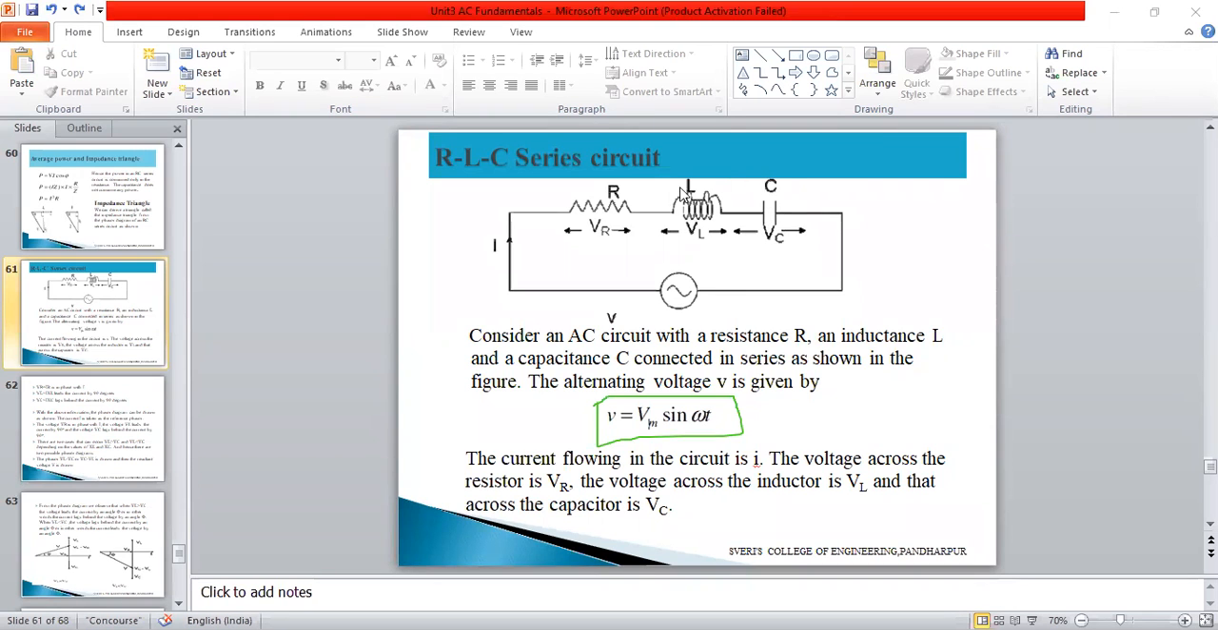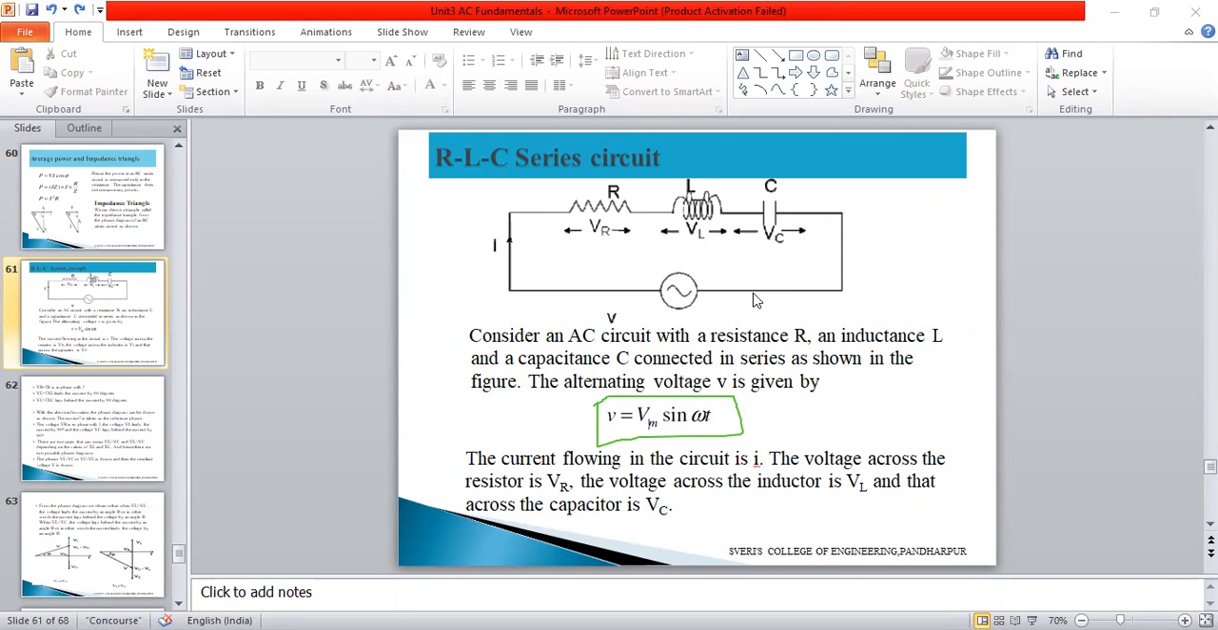So these two are the imaginary parts. Yes or no? This is the imaginary part, or complex form. We are going to consider this one. So the reactive components we are going to consider are not real components. L and C both are reactive components.